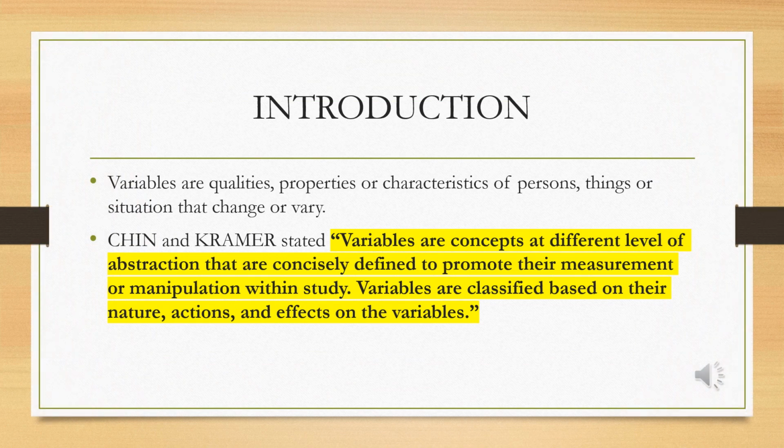Introduction. Variables are qualities, properties or characteristics of persons, things or situations that change or vary. Chin and Kramer stated, variables are concepts at different levels of abstraction that are concisely defined to promote their measurement or manipulation within the study. Variables are classified based on their nature, actions and effect.